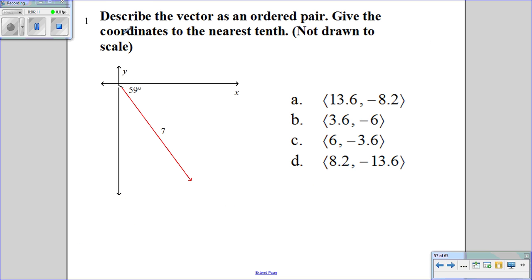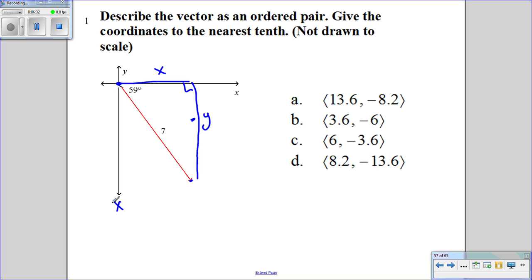All right, here's another example. Describe the vector as an ordered pair. Give the coordinates to the nearest tenth. So again, from here, how do I get down to here? Well, again, I'm going to travel along the x and then down on the y. There's my right angle, there's my x, there's my y. Y is negative. You can see all these negatives here, okay?